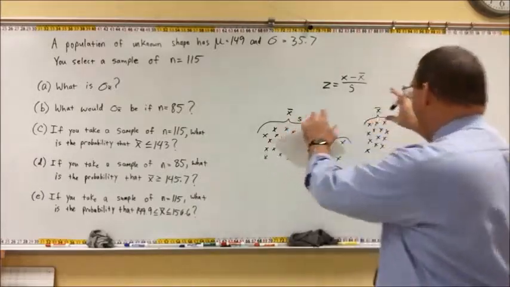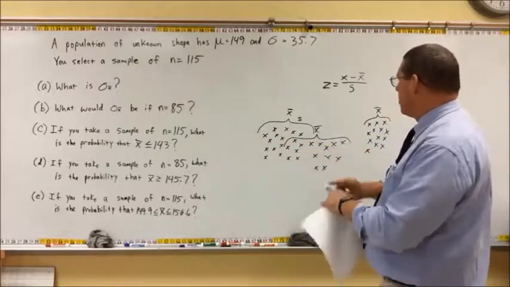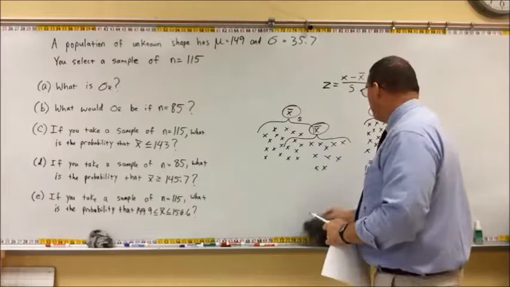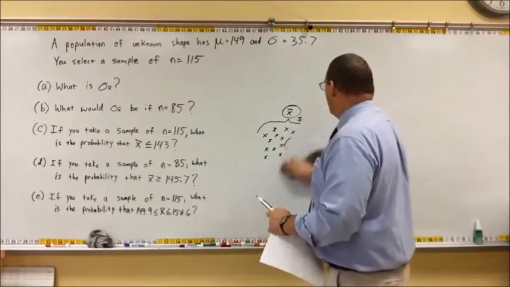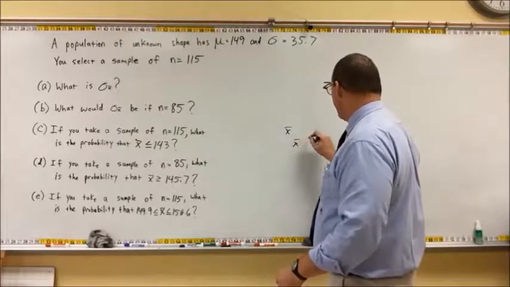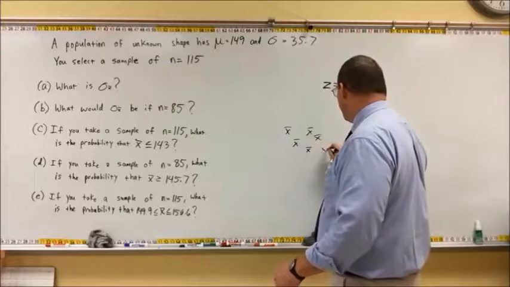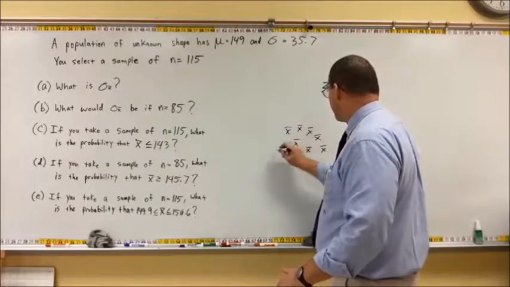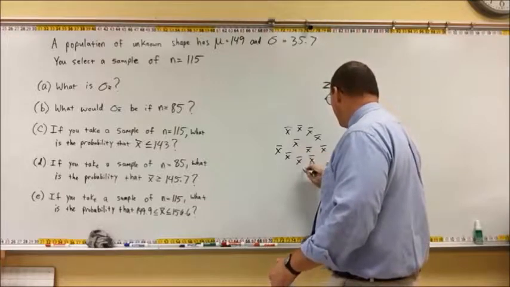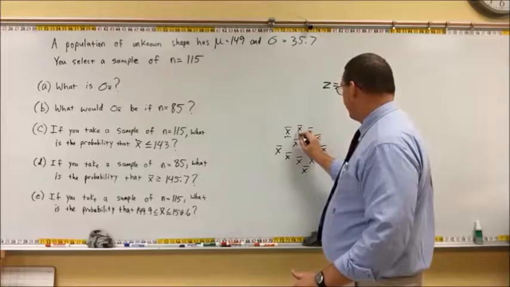Now here's what I need you to do. I need you to zoom out, so that you can't see any of these x's anymore, and all you can see are the x bars. When you zoom out, you're going to see a whole bunch of x bars, a whole bunch of means. And underneath every one of these means is a group of data, or a group of observations.